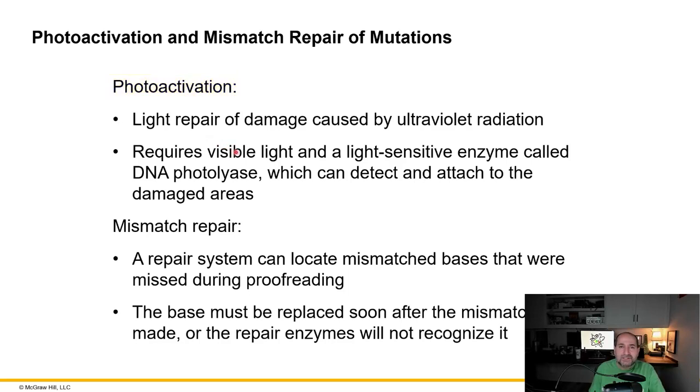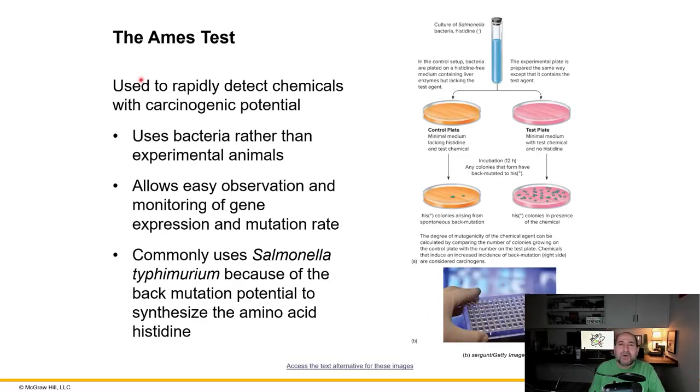Photoactivation requires this enzyme called DNA photolyase, an enzyme which uses visible light to repair DNA damage caused by UV. So you remember those thymine-thymine dimers we talked about, or those cytosine-cytosine dimers? Well, this enzyme, DNA photolyase, uses light in order to repair those damaged areas. Isn't that neat?